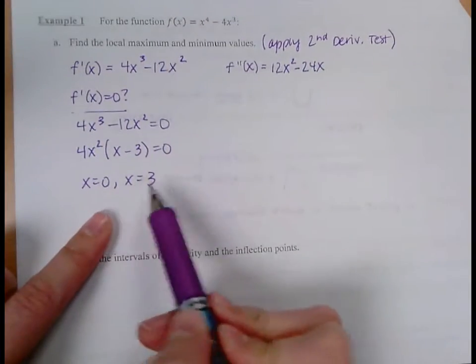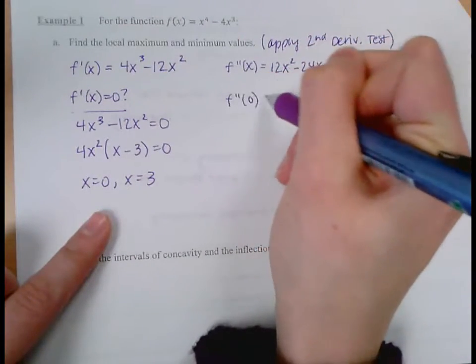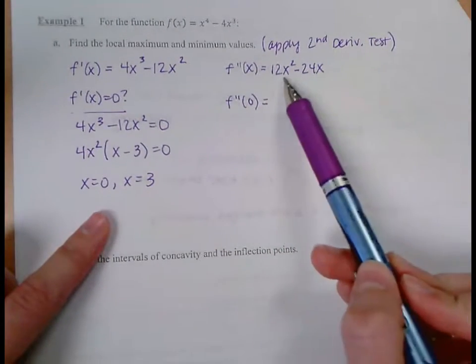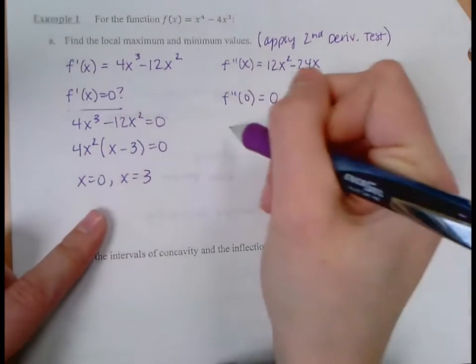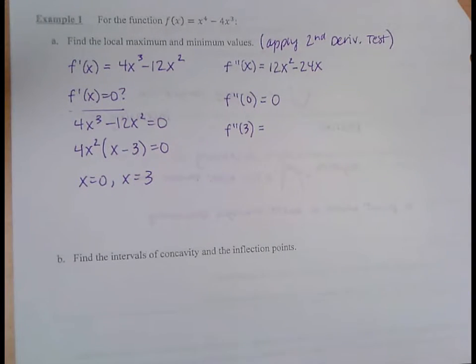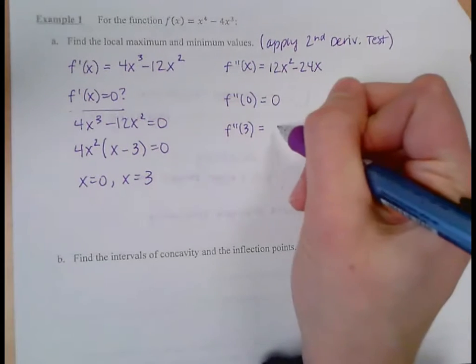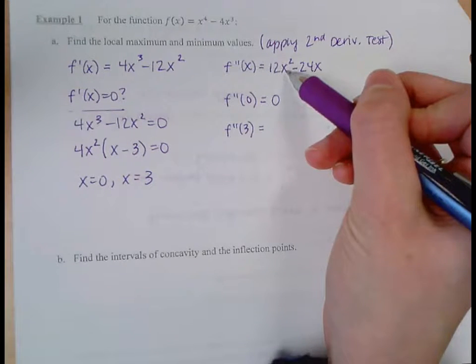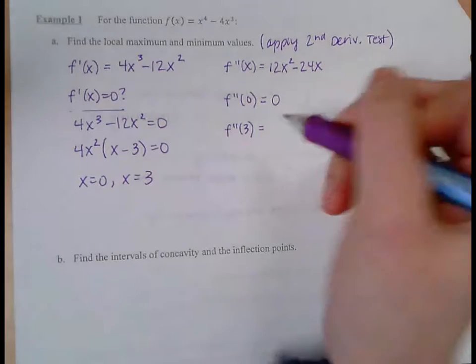Okay, so then we're going to substitute both of these into f double prime. So f double prime of 0 is just 0. And then f double prime of 3 is... what did you say? Well, it's 9... 56. I got 36. Yep. 12 times 9 minus 72.